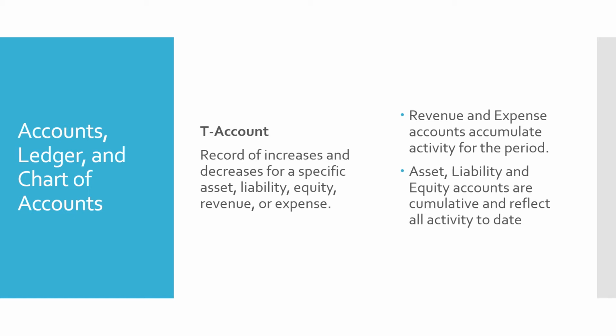Revenue and expense accounts accumulate activity for the period. So essentially what we're going to see is that during an accounting period, you're pretty much only going to increase a revenue account and increase an expense account so that the balances in those accounts reflect activity to date. Asset, liability, and equity accounts, on the other hand, are cumulative, and they don't reflect just the activity for the current accounting period, but reflect all activity to date.